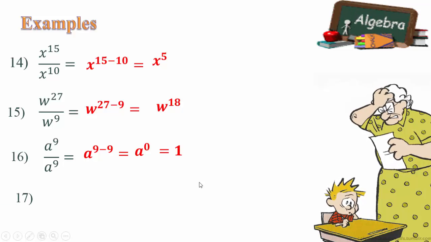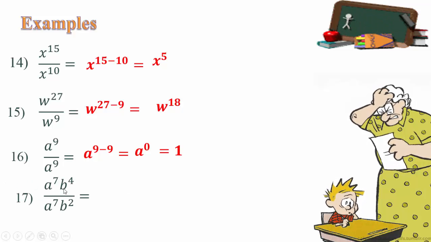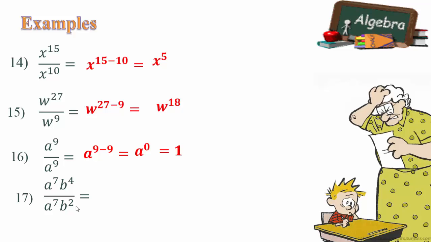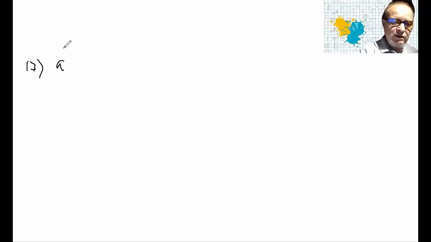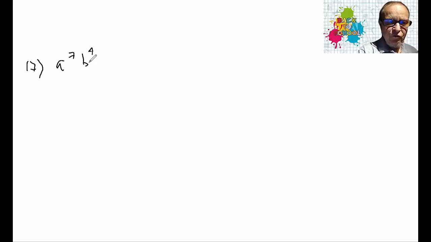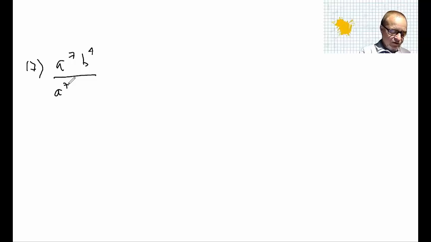In number 17, we have a to the 7th, b to the 4th, over a to the 7th, b squared. Now let's go to the whiteboard and work this out in greater detail. In number 17, we have a to the 7th, b to the 4th, over a to the 7th, b squared.